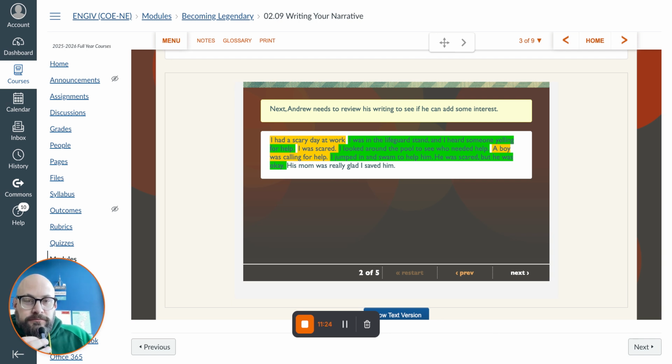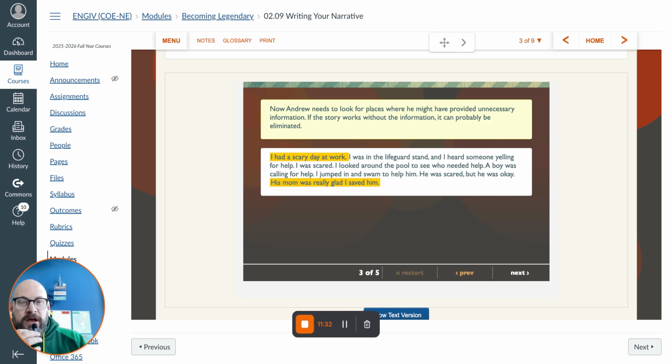All right, this is the same text, just a little more highlighting. Now, Andrew needs to look for places where he might have provided unnecessary information. I had a scary day at work. It's not necessarily unnecessary. It kind of introduces the idea that this is a stressful situation, but it's not absolutely 100% essential for this writing.